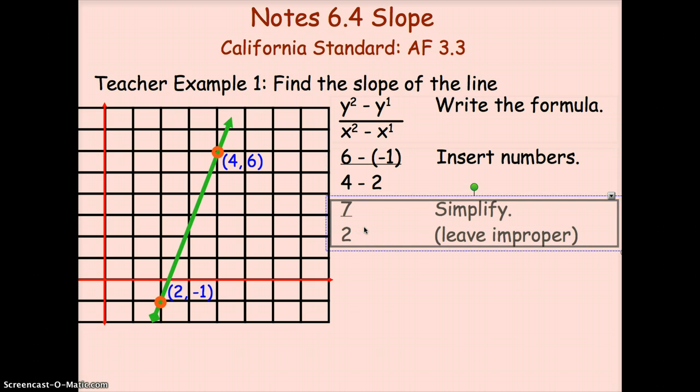Now, when you're working with slope, your answer must be in a fraction, it must be simplified all the way, but it also must be left improper. And this is the only time I'm really going to let you have an improper fraction in math, so enjoy it. Again, your answer must be left improper.